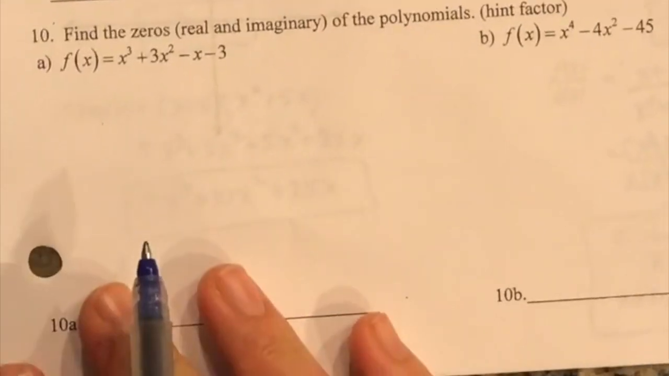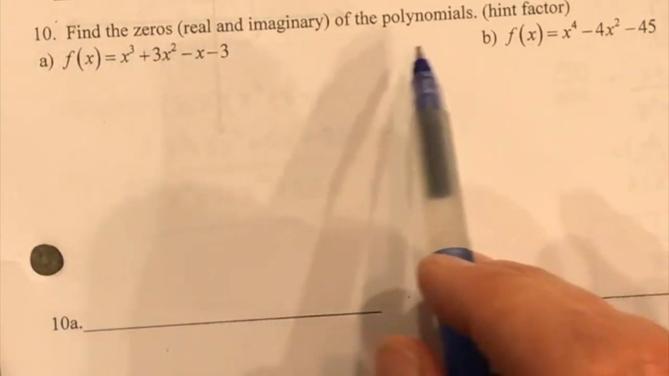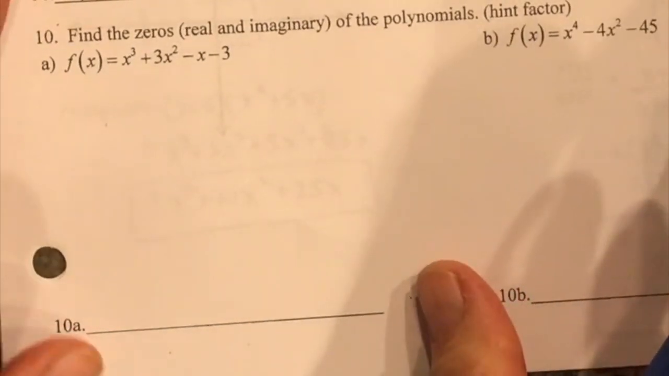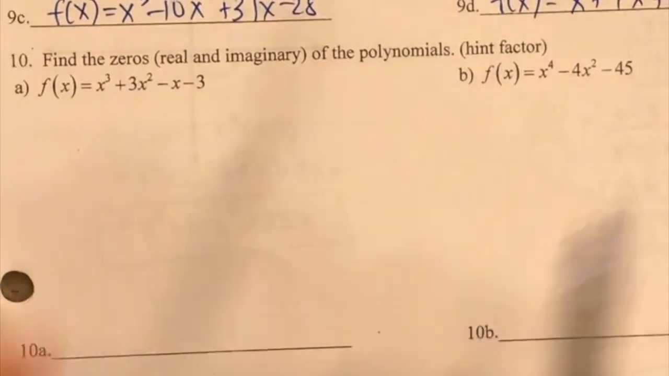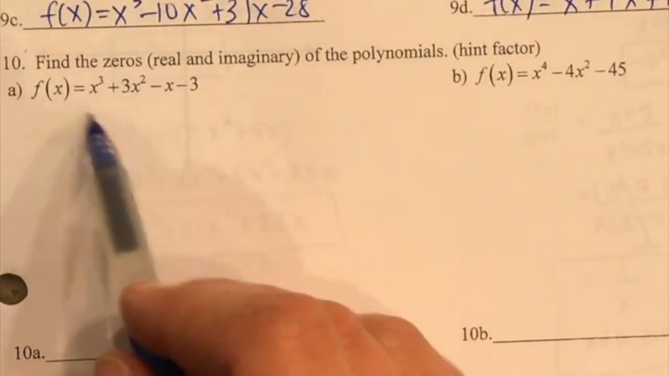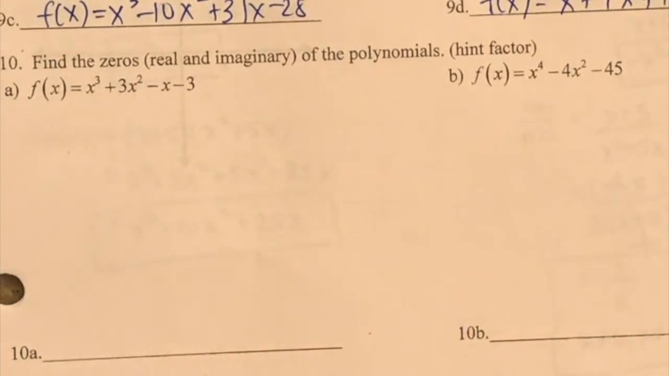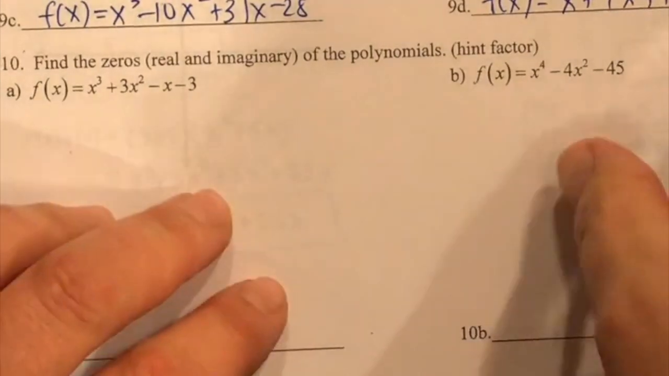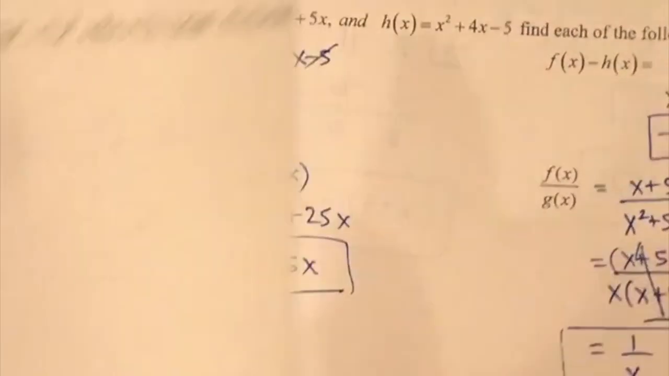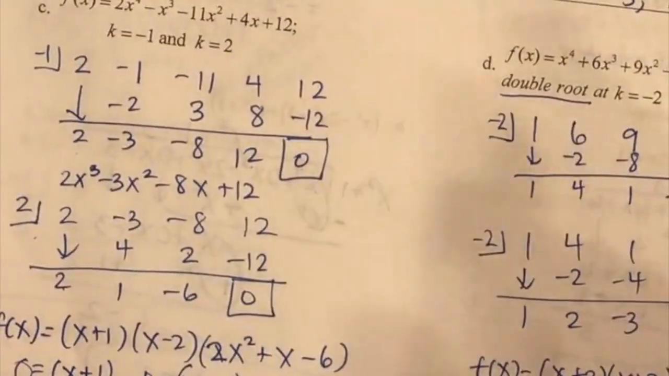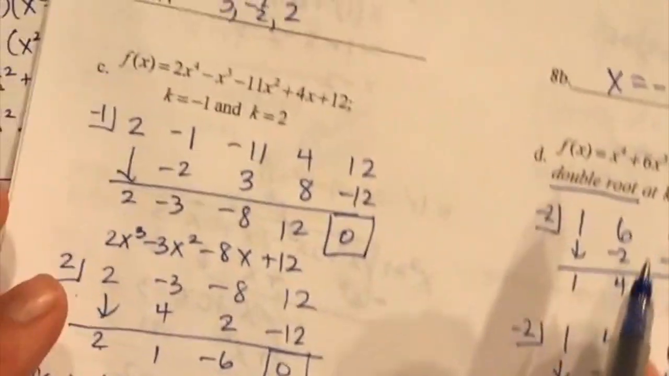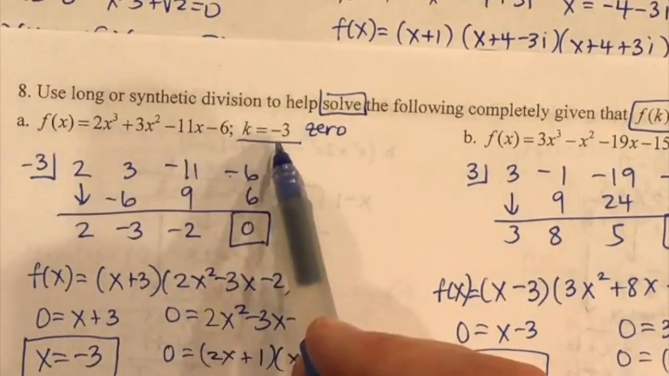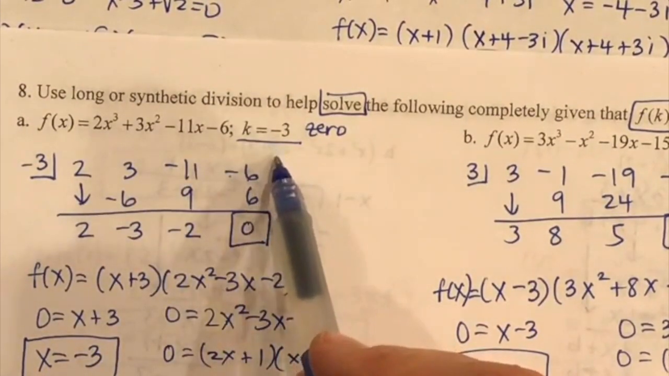All right, let's finish this page off here. Find the zeros, real and imaginary, of the polynomials, and then it gives us a hint and it says to factor. So what we're doing right now is we're practicing what we do when we're given this, and on page 4, I guess it was, like problems number 8 maybe. Let me go back and see. In problems like number 8, we gave you a cubic, but we also gave you a 0. So we actually gave you a starting place.